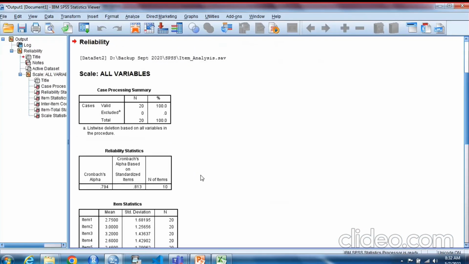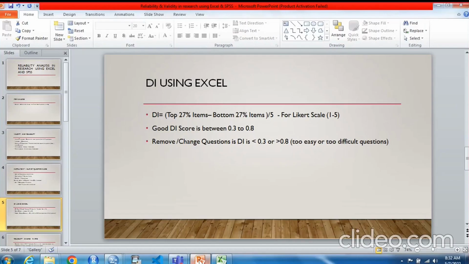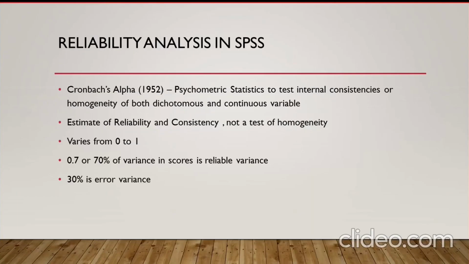Before we look at the output, let me tell you what Cronbach's alpha is, because we analyze the results with it. In SPSS, we do Cronbach's alpha for reliability. Reliability is a psychometric statistic which is used to test the internal consistency for both dichotomous and continuous scales. That is the beauty of it. It takes both scales. It's not a test of homogeneity, it is simply about being reliable and consistent.